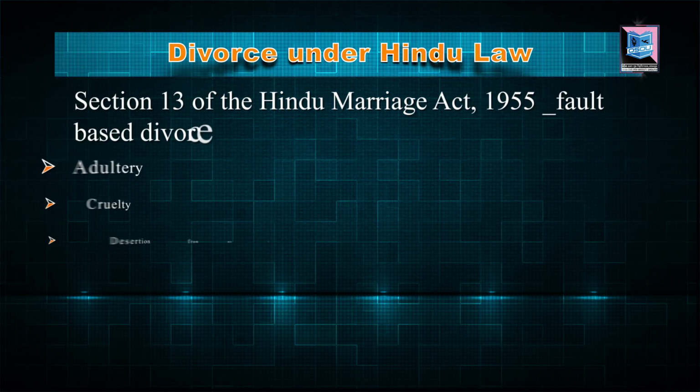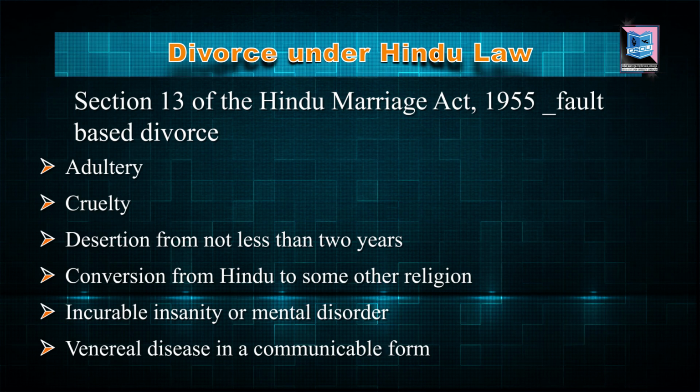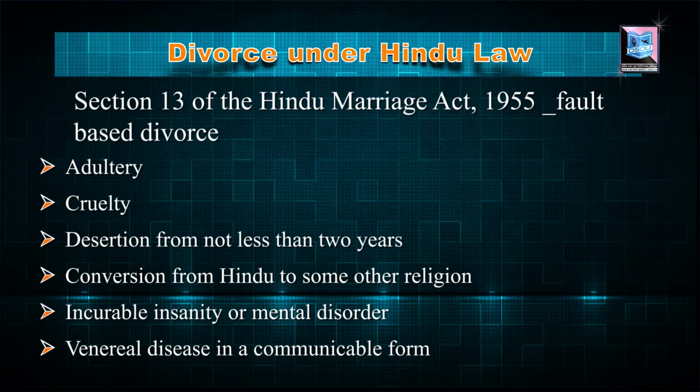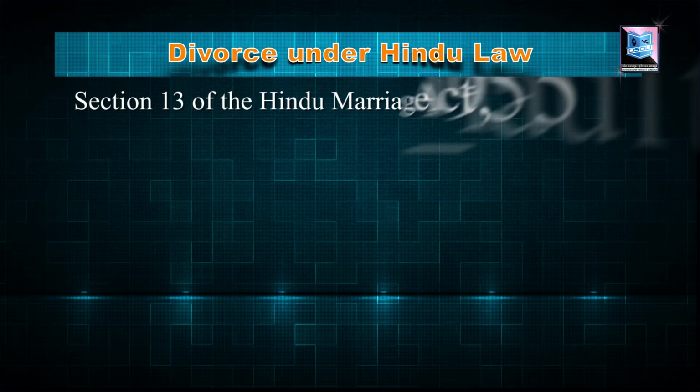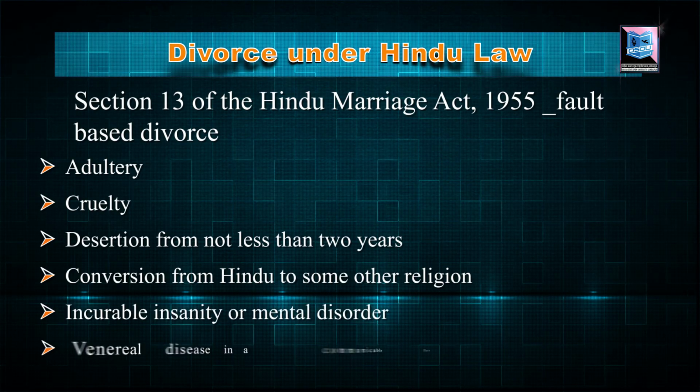The first ground is adultery. As you know, adultery is no more a criminal act, but is an act committed by one of the parties, whereby he or she voluntarily had a sexual relationship outside the marriage. The fact of adultery entitles the other spouse to claim a divorce. Although now, after Joseph Shine versus Union of India, adultery is no more a crime, it is still a ground for divorce as per Section 13. And one party can claim divorce on the ground that the other party has committed adultery.